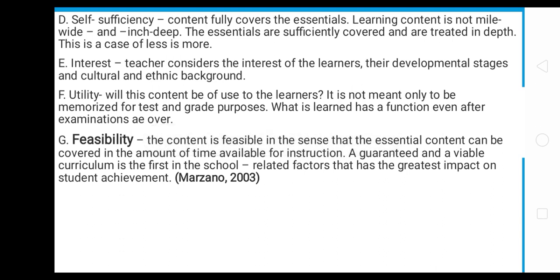So that's all for the topics on the levels of learning in the psychomotor domain, how to write lesson objectives, and the guiding principles in the selection and organization of content.